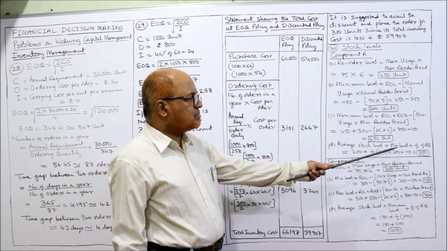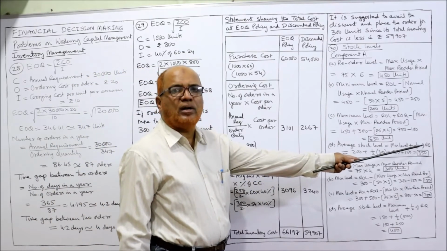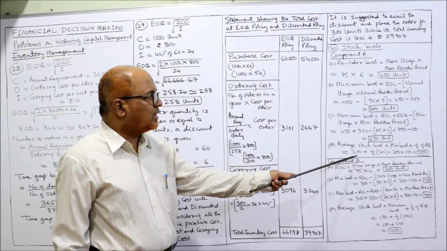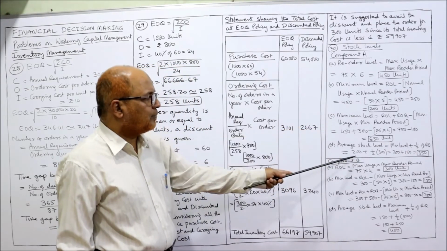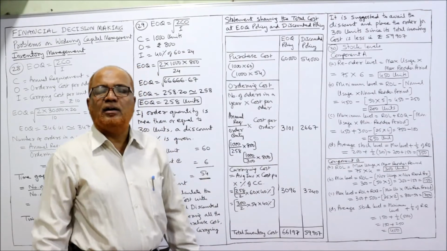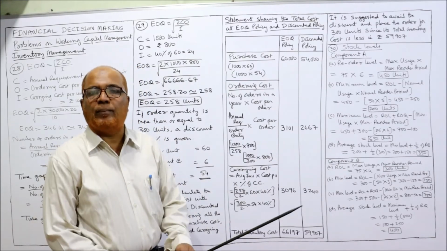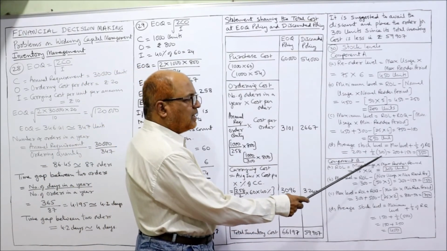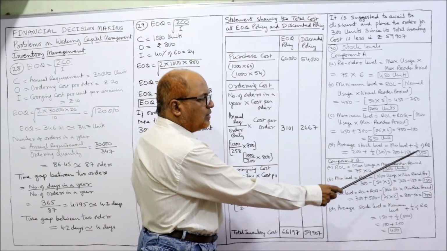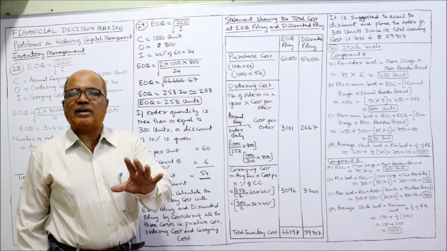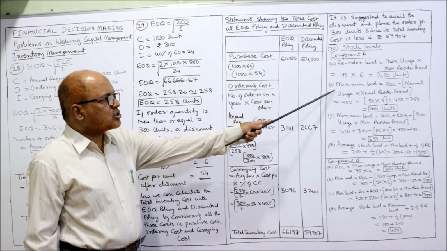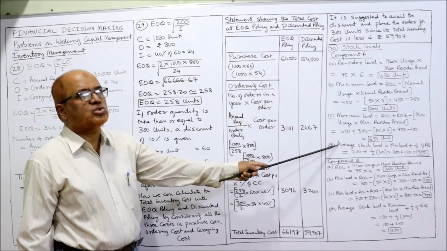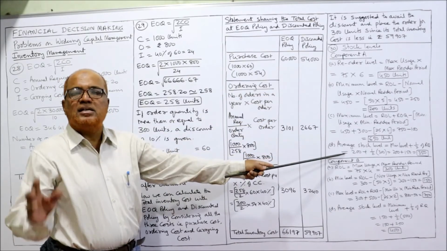Last one, average stock level. Average stock level formula is minimum level plus half of reorder quantity. The minimum level is 200, already we have calculated here. Half of reorder quantity is given in the problem, 300. So half of 300 is 150. So 200 plus 150 is 350. So we have calculated reorder level, minimum stock level, maximum stock level and average stock level for component A.